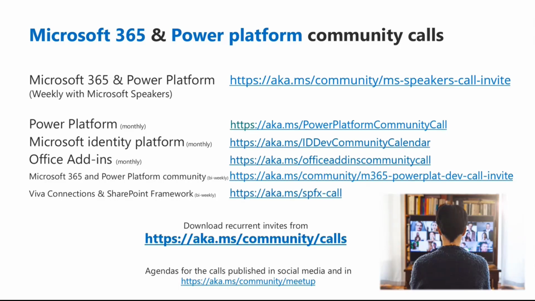We, of course, have our other community calls, Power Platform Monthly, which is in a couple of weeks. That's the third Wednesday of every month. We've got the Identity Platform, Office Add-ins. And then, of course, the Microsoft 365 and Power Platform Community bi-weekly call, which you're on now, and the Viva Connections and SharePoint Framework, which is the opposite Thursday of this week. So you can access all of these by going to aka.ms/community/calls. And, of course, there is also the meetup that you can take advantage of. So definitely check that out. aka.ms/community/meetup will also connect you and keep you informed.